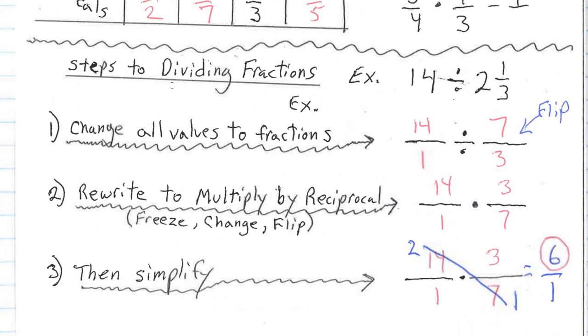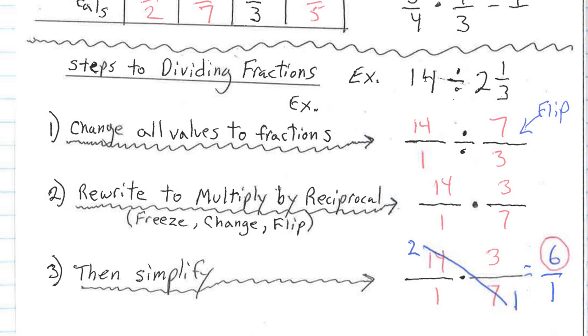All right, now steps to dividing fractions. I have an example right here to the side: 14 divided by 2 1/3. Now remember, we're writing these notes as reference, so you can always look back at it and see what's going on. These are the steps to dividing fractions. First, change all the values to fractions.